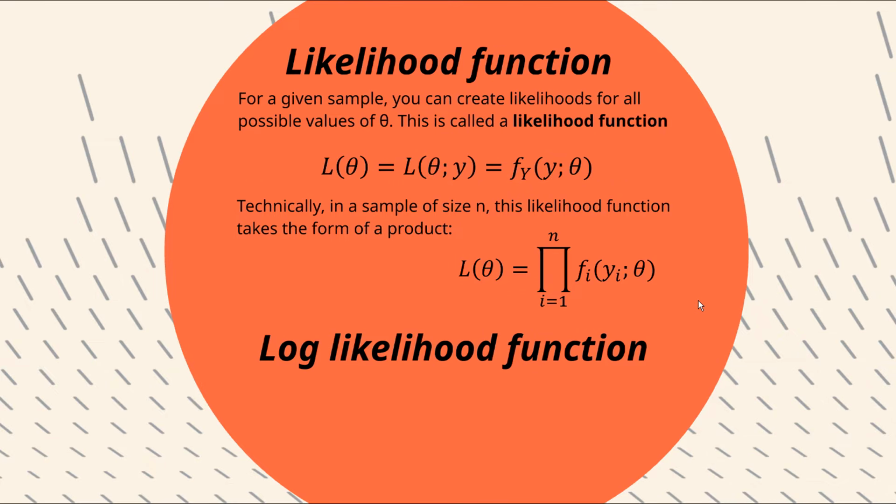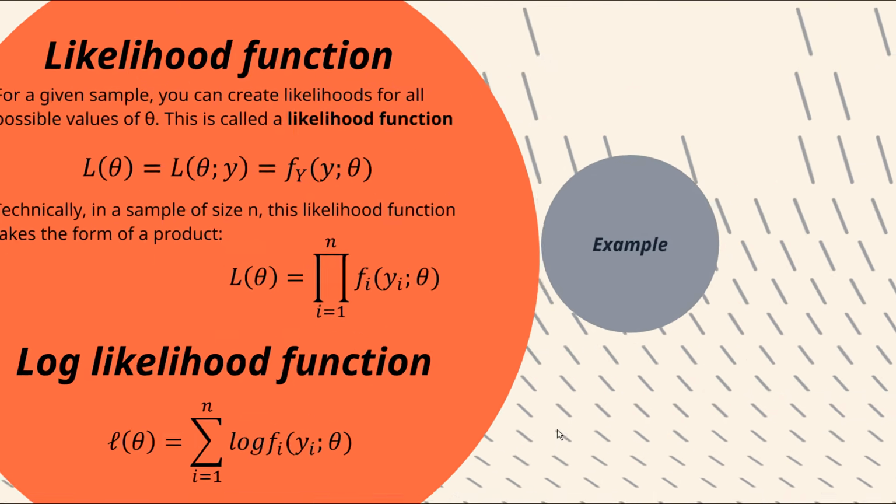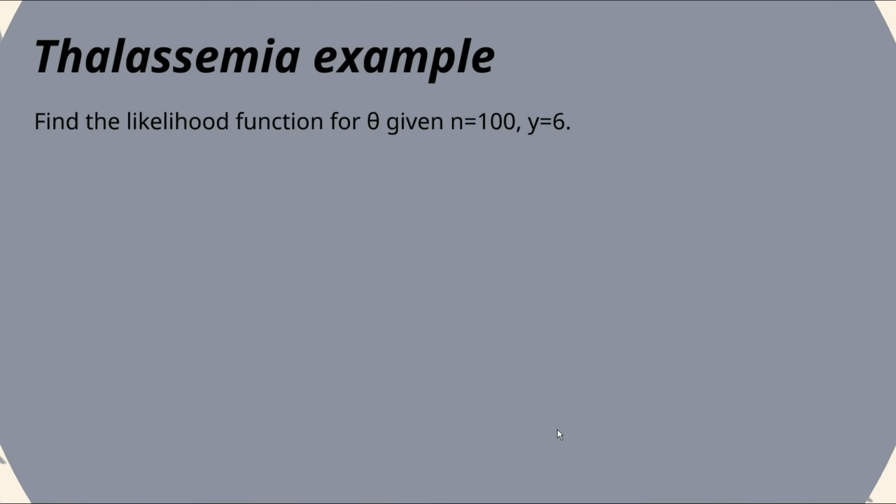Let's just appreciate that we can construct a log likelihood function as well, which is given this sort of curly L. And if you're taking the log of a product, you can rewrite that as the sum of individually logged terms, which is just simple log laws. Now let's apply this to our particular example. So, find the likelihood function of theta given n is 100 and y is 6.